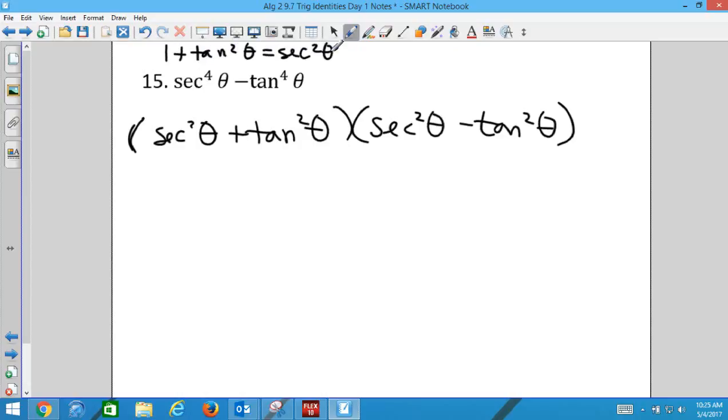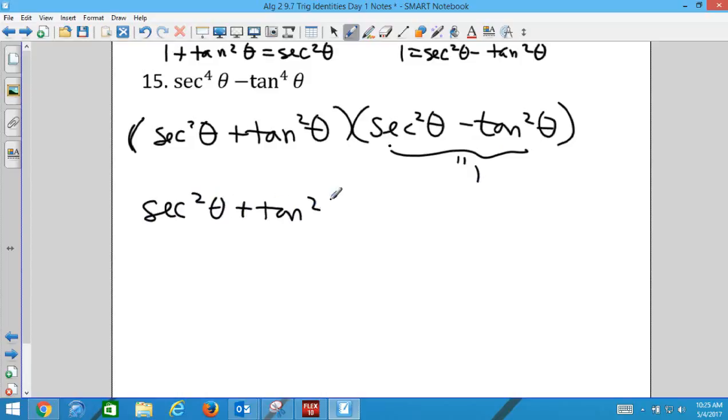Okay, so if I change this and I move the tangent squared over, then I have 1 equals secant squared theta minus tangent squared theta. So the secant squared theta minus tangent squared theta, that's 1. So if I multiply 1 times this, I now have secant squared theta plus tangent squared theta. What do we do with that?